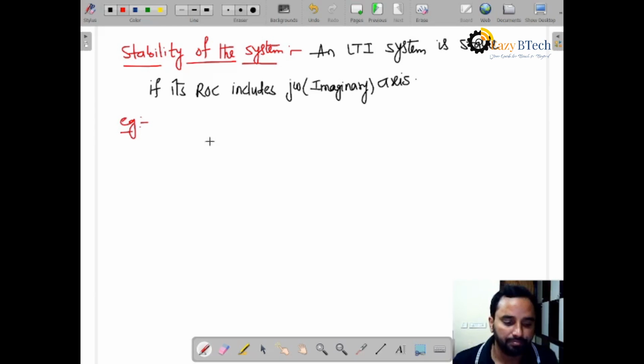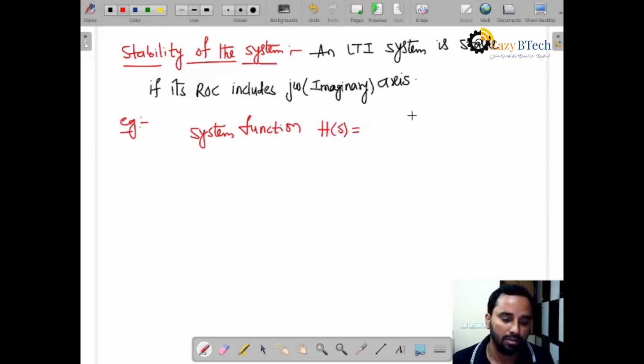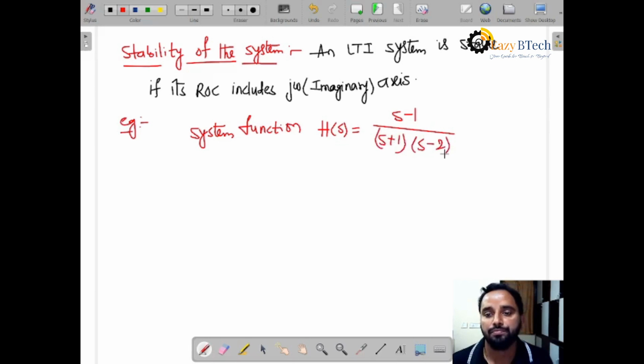Let's discuss examples for stability. Consider the system function H of s is equal to (s minus 1) by (s plus 1)(s minus 2). Whether the system is stable or not, we can judge with the ROC. If the ROC includes the j omega axis, then it is stable, otherwise not. So first I am doing the ROC cases.